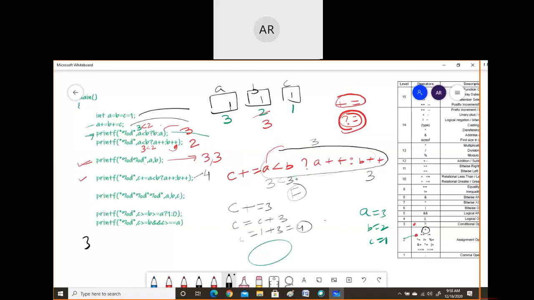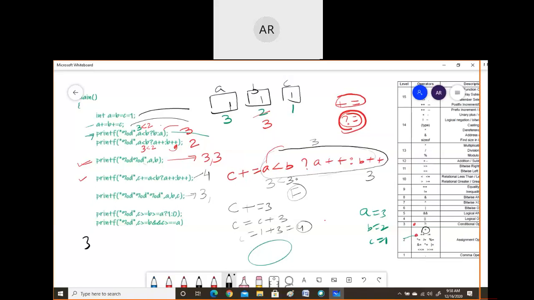So in line number 4, there are two operators, plus equal to and the ternary operator. Which operator has the highest priority? We can see that the ternary operator has the highest priority. So a less than b, that is 3 less than 3, the condition will be false. Then expression 2 will be executed, and 3 will be returned. C is equal to c plus 3, right? 1 plus 3, that is 4, right?